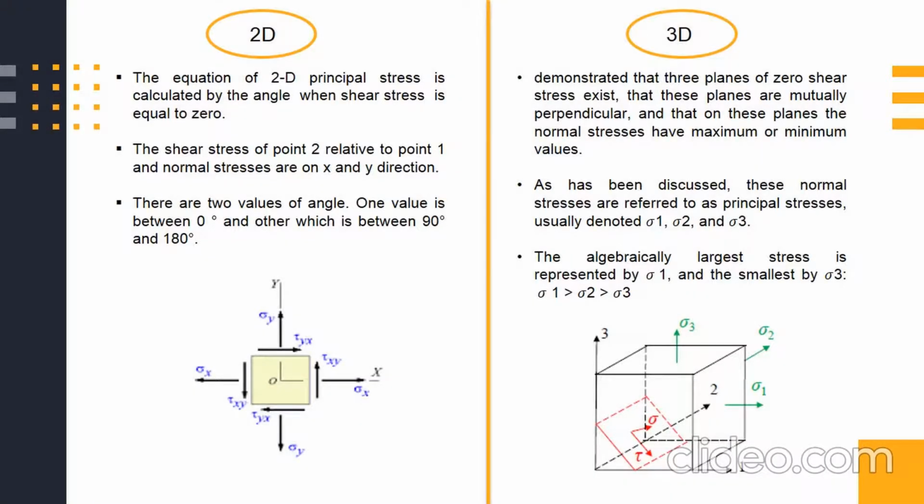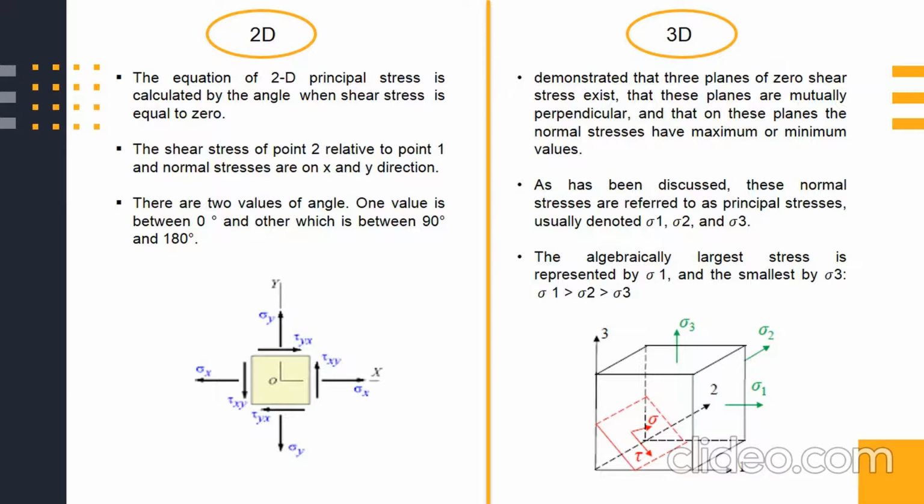As I explained earlier, there are two types of principal stress, which are 2D and 3D. 2D can be calculated by the angle when the shear stress is equal to 0. The shear stress of point 2 relative to point 1 and the normal stress are found on the x and y direction of a plane. There are two values of angle, one between 0 and 90 degrees and the other between 90 and 180. The figure below explains the 2D diagram.